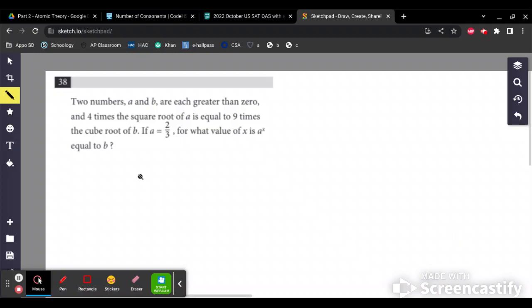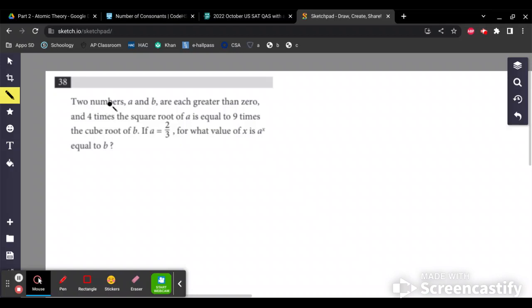Greetings! Here we have problem 38, one of the hardest problems I've encountered in my happy travels. So, this is one of those problems where we want to either guess or skip it if you don't have time for it. But we'll figure it out right now.